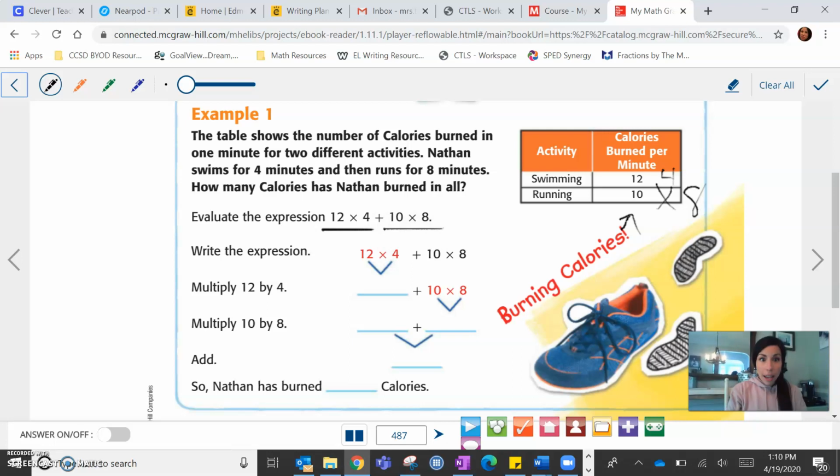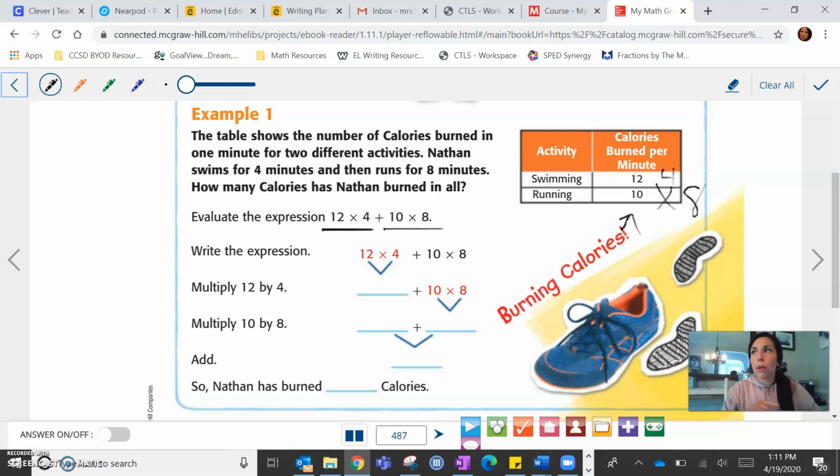And then if we want to know how much he burned in all, we're going to add those things together. Now, instead of just writing 12 times 4 equals 48, and then 10 times 8 equals 80, and then again writing 80 plus 48, they've put it all into one expression. So let's look at how we would do that.